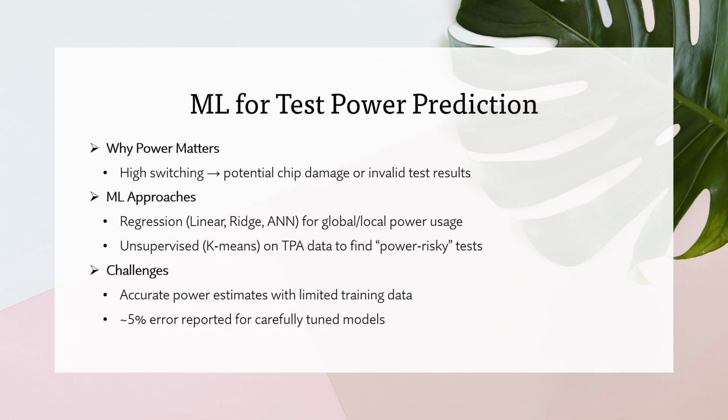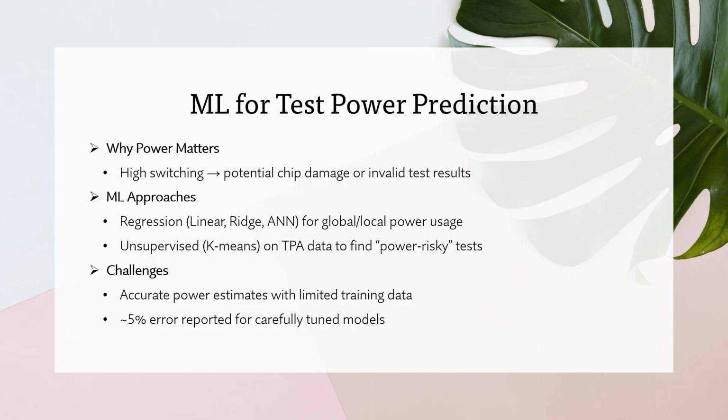The test patterns can cause high switching activity, which leads to high power consumption. If the chip gets too hot or is overloaded, it can mess up the test results and stress the chip. So we need to keep an eye on the power during the testing process. This paper mainly discusses two ML approaches for power. The first one is regression models, like linear or neural networks, that help us predict how much power a particular pattern might take during the test.